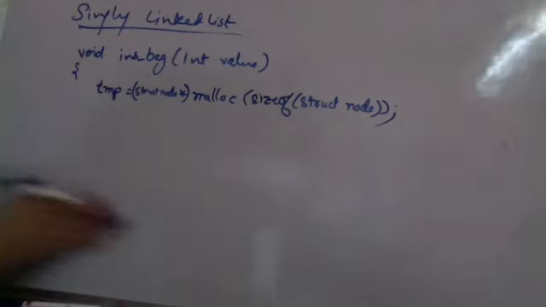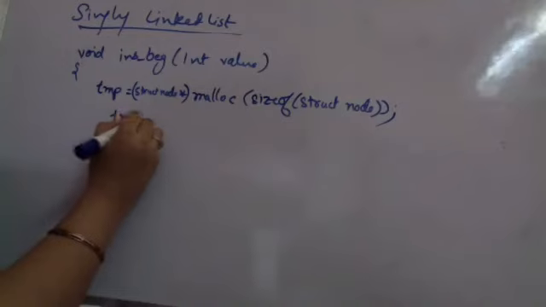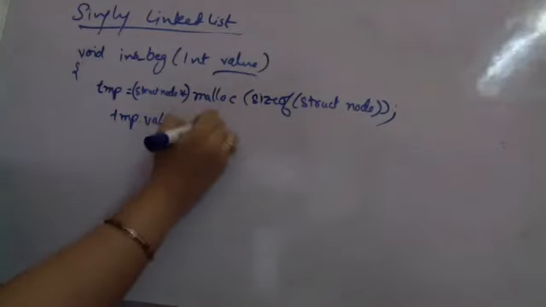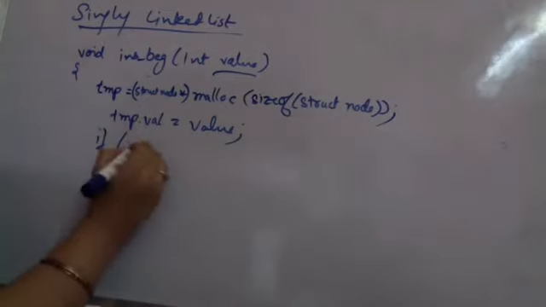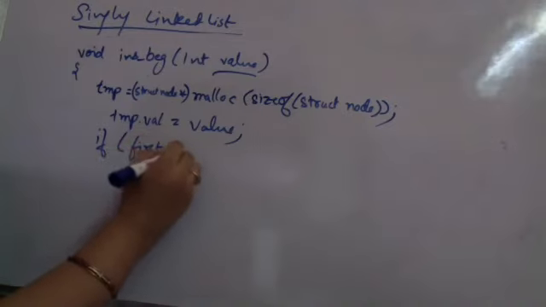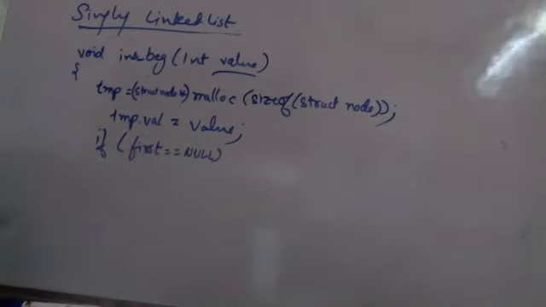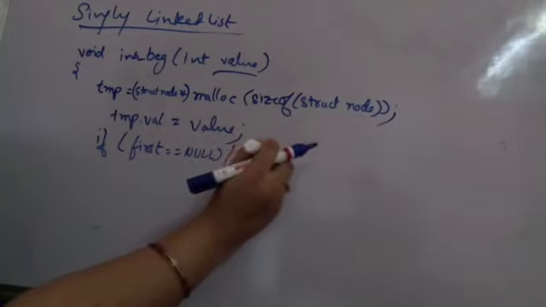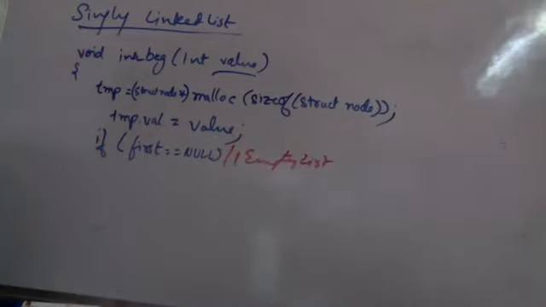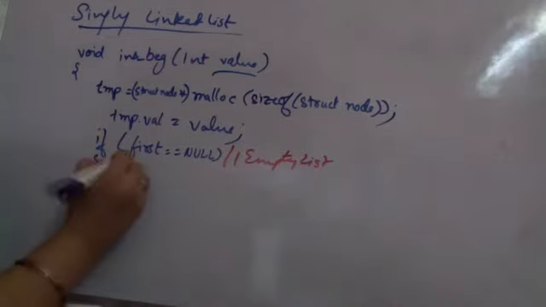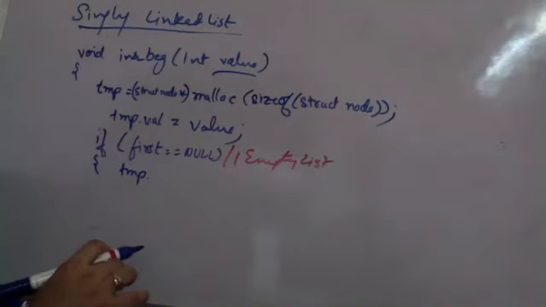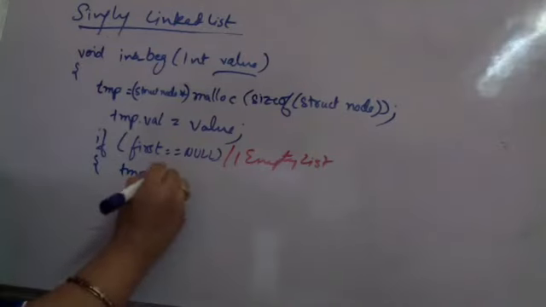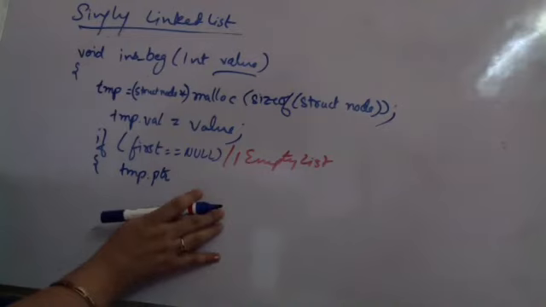After I have done allocation, temp dot value is equal to value. I have copied the new value in the node. I have not yet set the pointer. Now I am seeing if first is equal to null, that means the list is empty right now. When the list is empty, what do I need to do? In the structure node, what did we take? Struct node pointer, PTR, I believe I have taken.